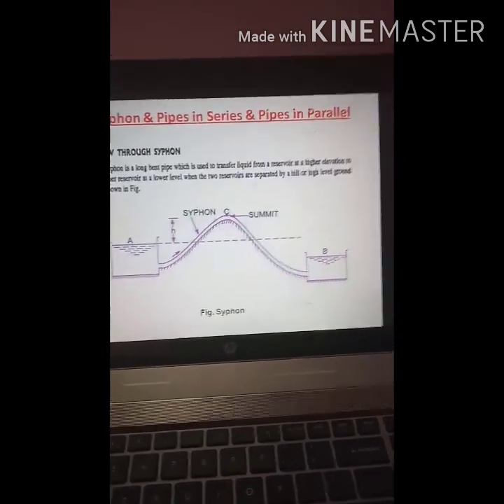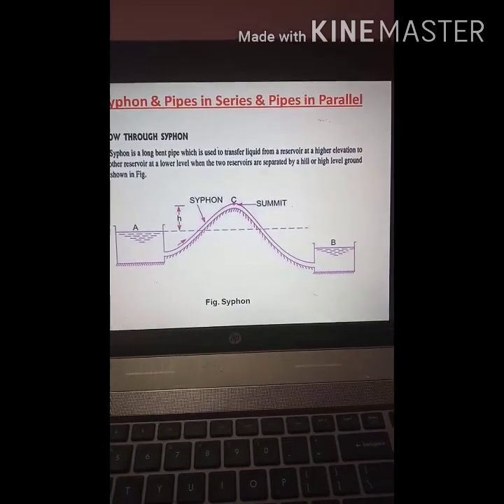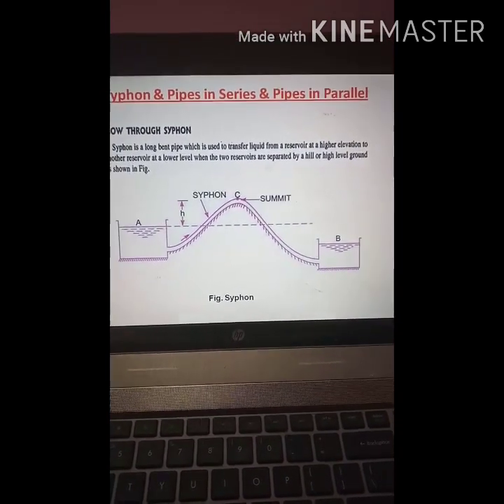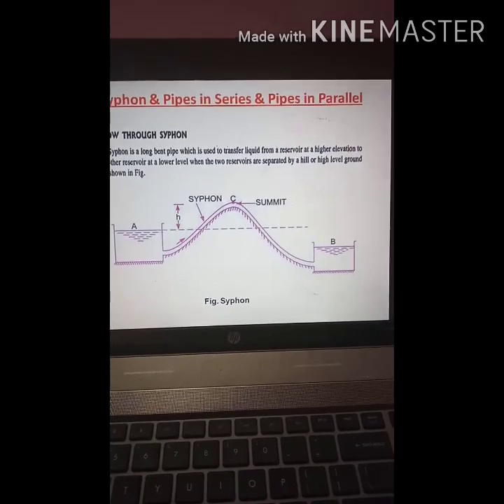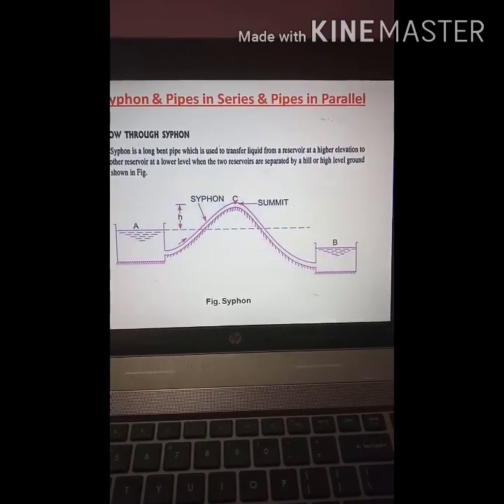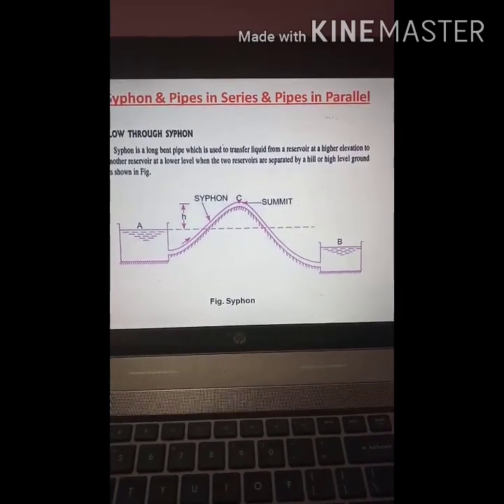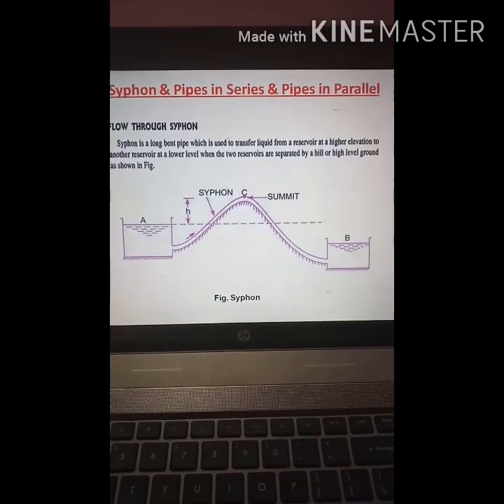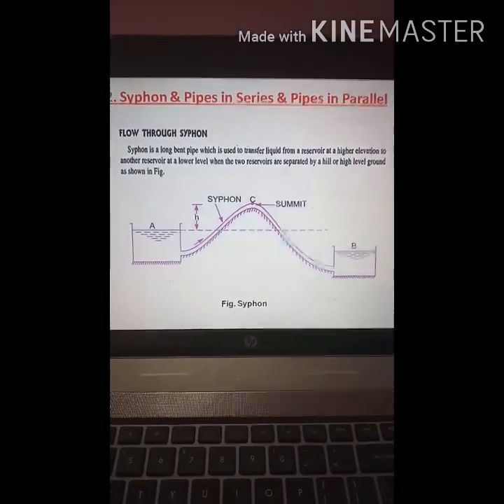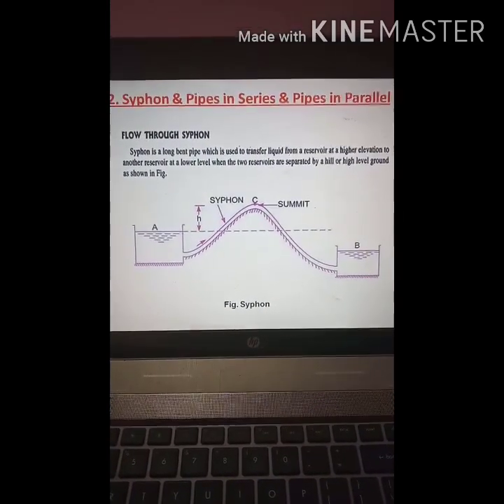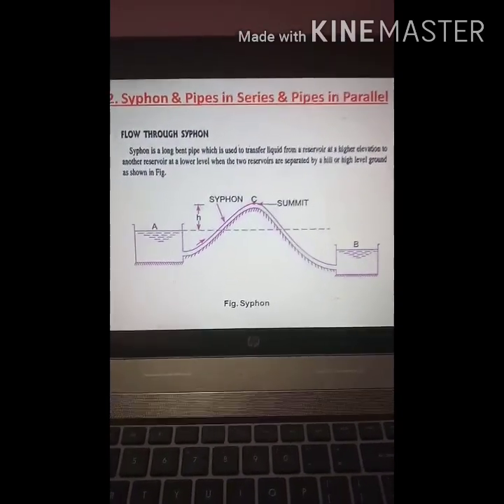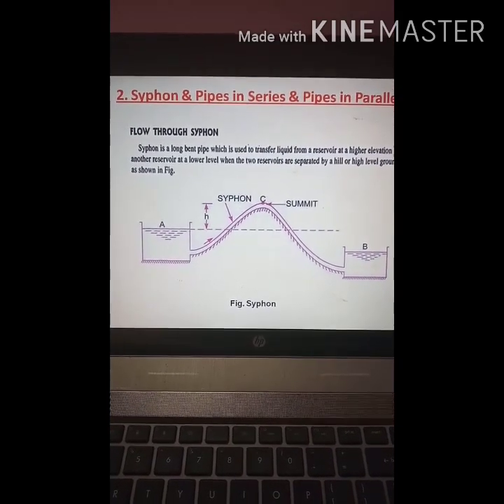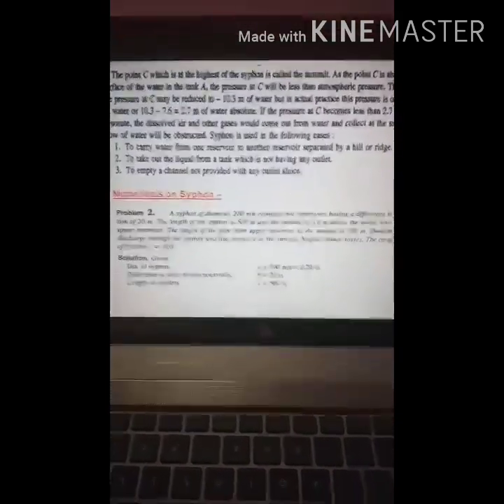Because points A and B are open to atmosphere, with the help of Bernoulli's equation you can find the velocity inside the pipe. Once you get the velocity, you can again apply Bernoulli's equation between point A and C to find the pressure at point C. So that is the general aim, to find the vacuum pressure at point C, or the summit of the siphon. So let us see the numerical in detail.